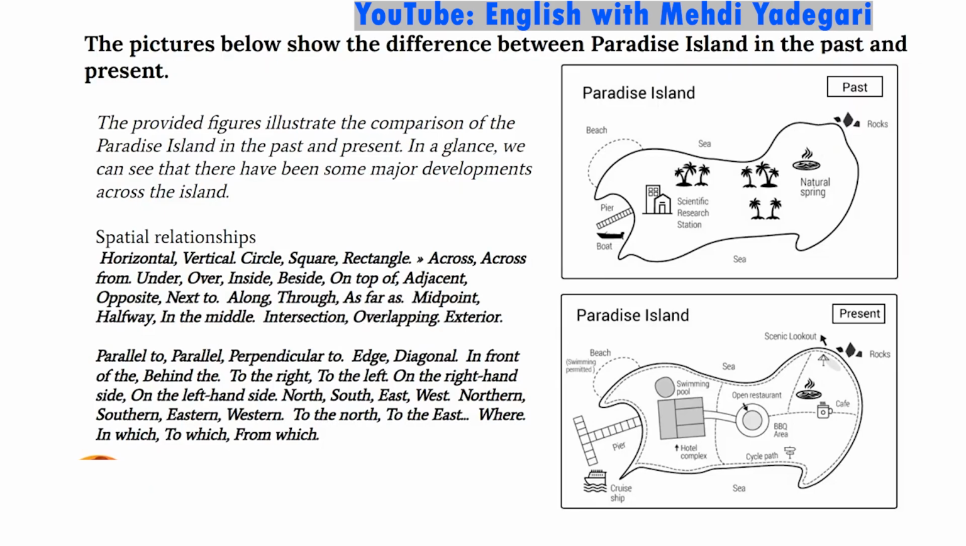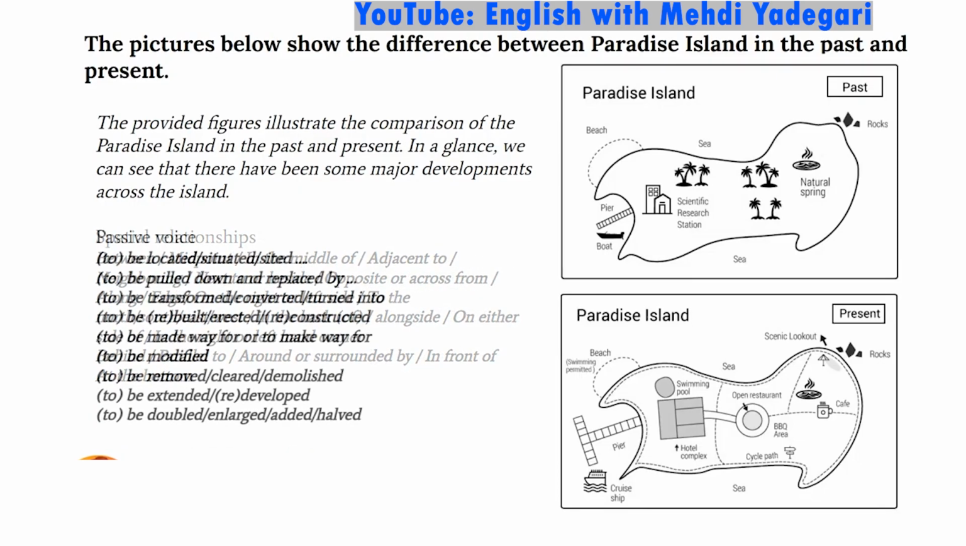So practice the paraphrasing, practice your general overview, and then go for the body paragraphs and decide which part of the map you want to talk about in your first body paragraph, which one you want to talk about in your second body paragraph.